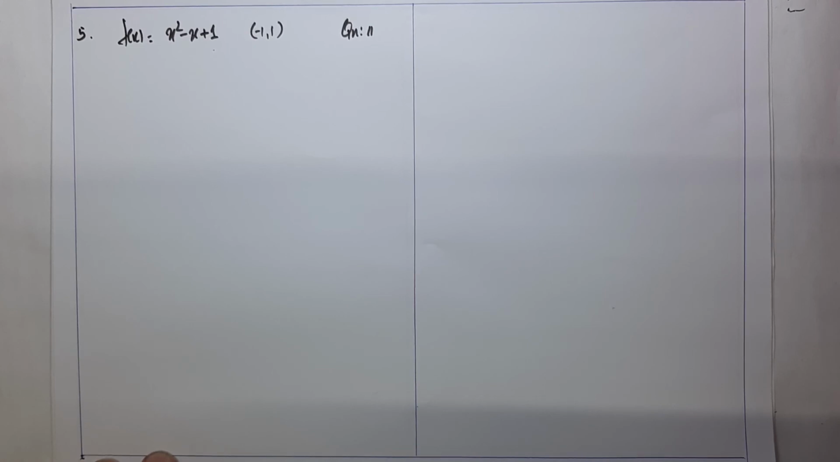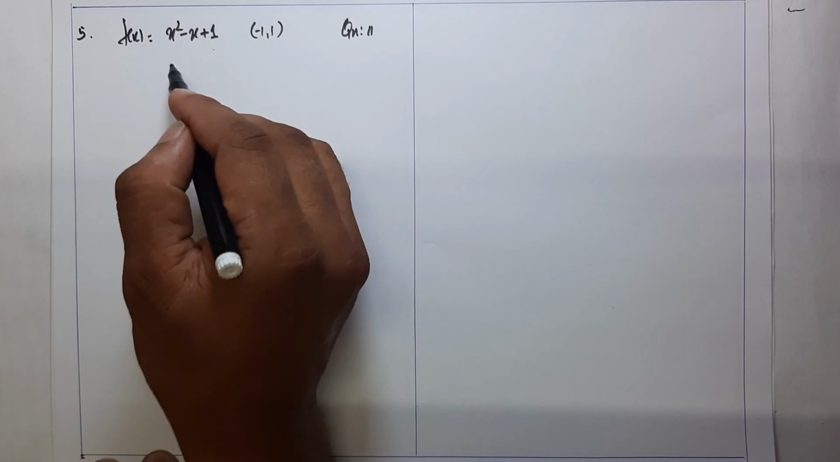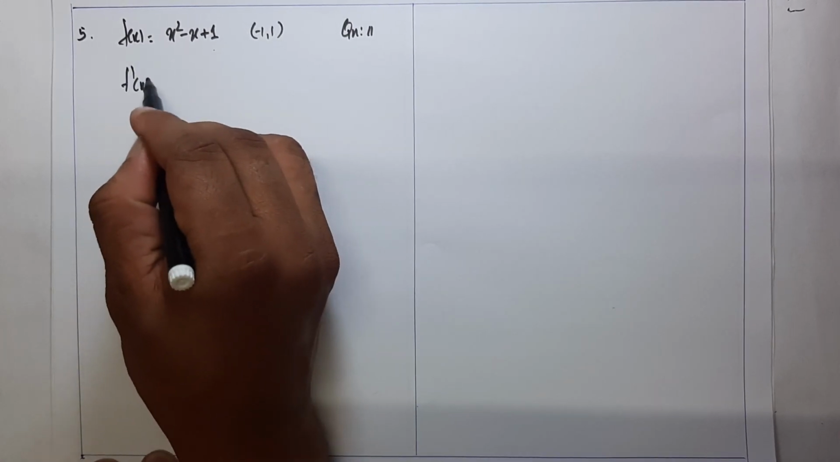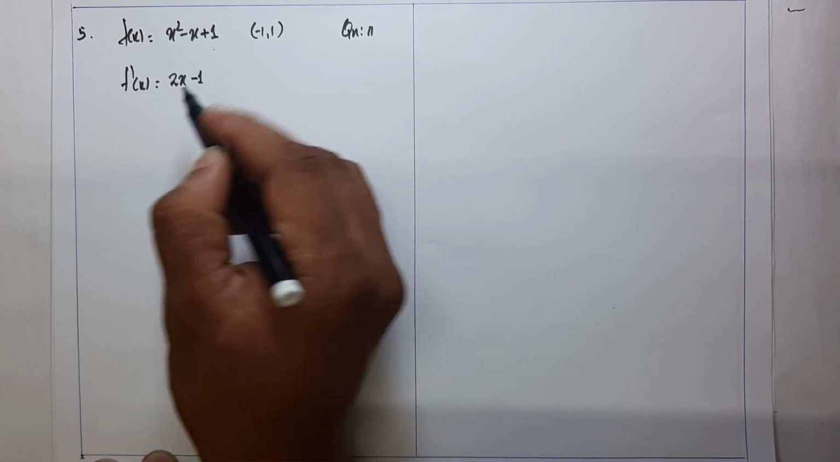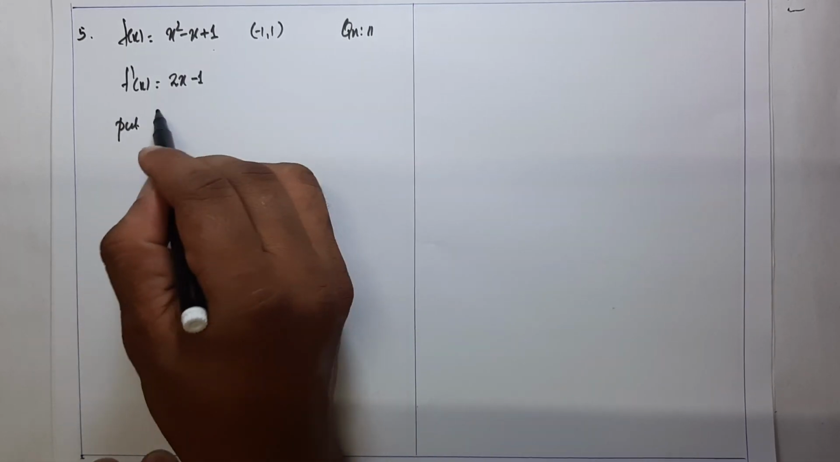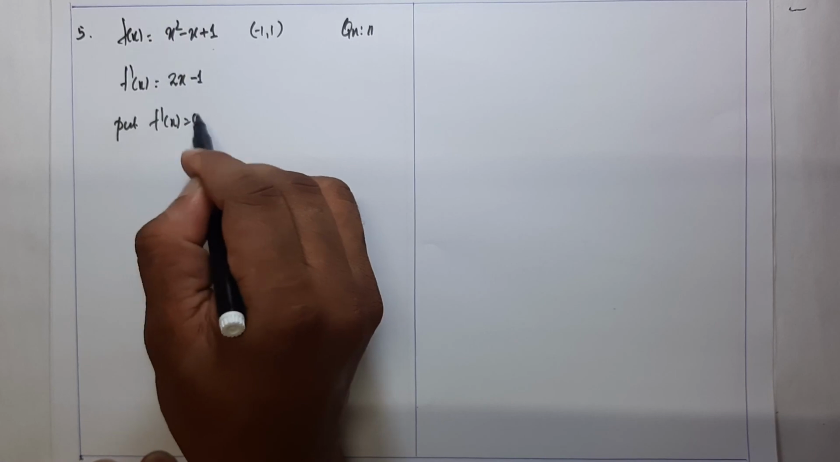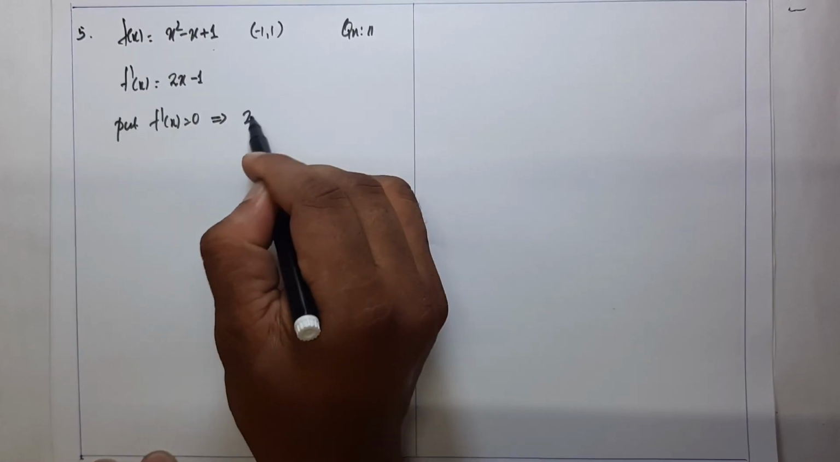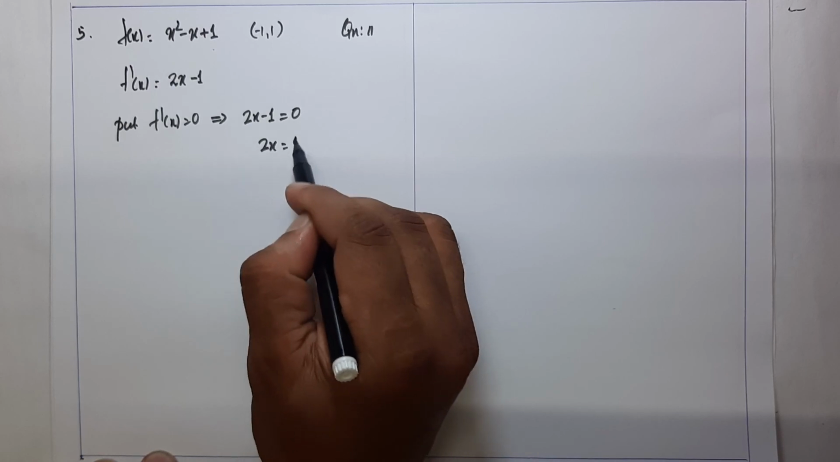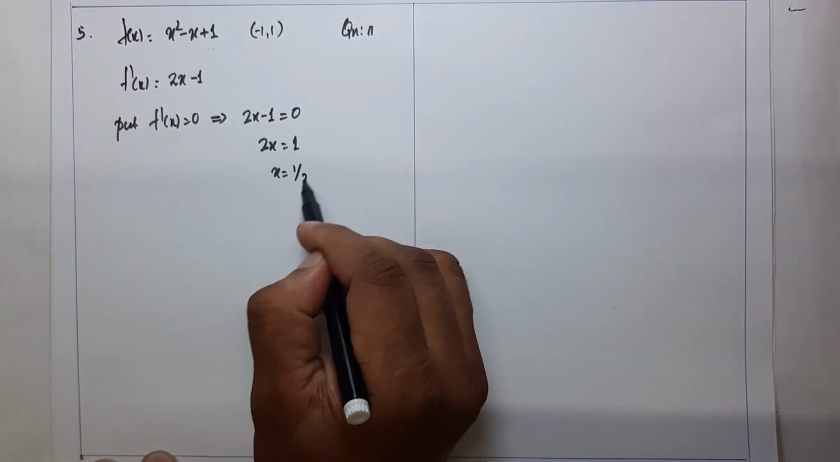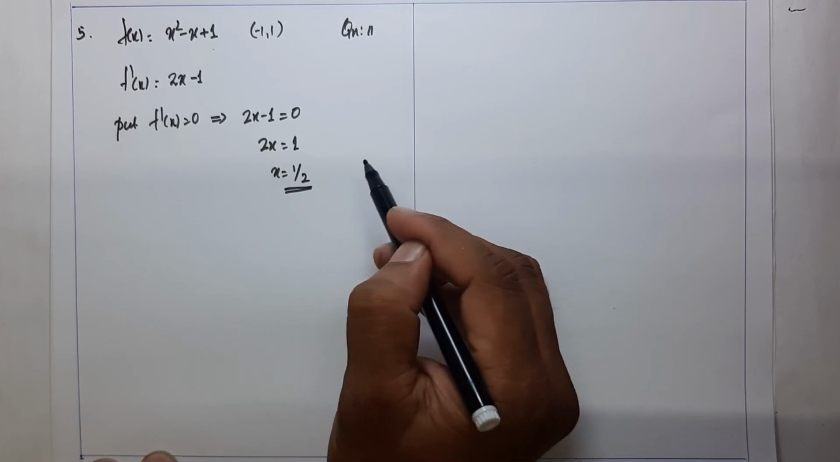Our question is: prove that the function f of x is equal to x square minus x plus 1 is neither strictly increasing nor strictly decreasing in the interval minus 1 to 1. First of all we find f dash x. You know the derivative of x square is 2x and the derivative of x is 1. Then we put f dash x equal to 0. That implies 2x minus 1 is equal to 0. Therefore 2x is equal to 1, and x is equal to 1 by 2.